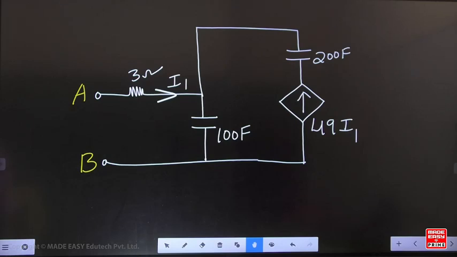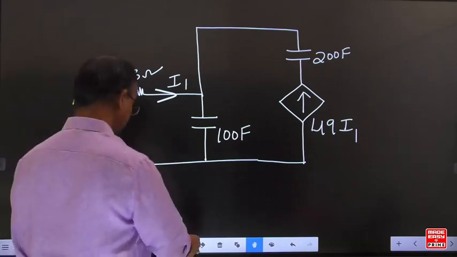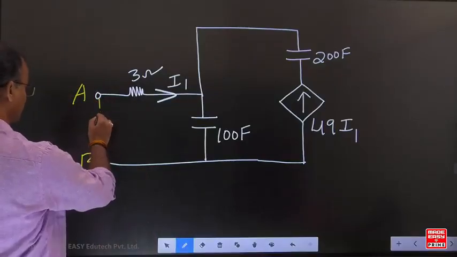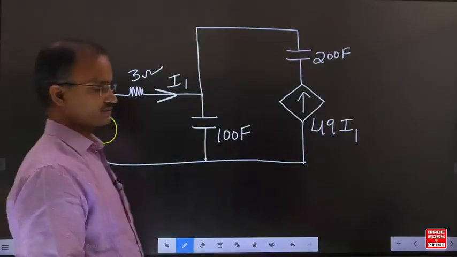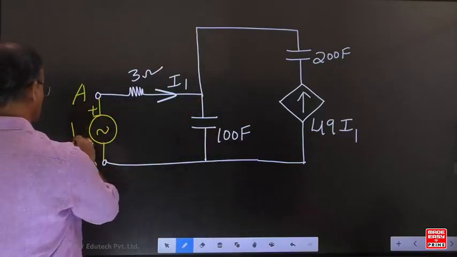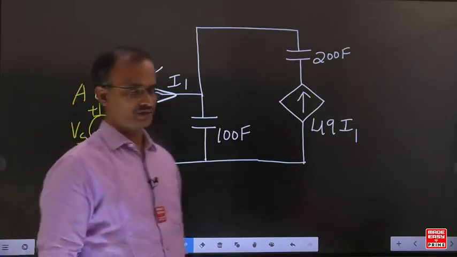Okay, in this example, what is the requirement? Equivalent capacitance with respect to A and B. Here assume any source.